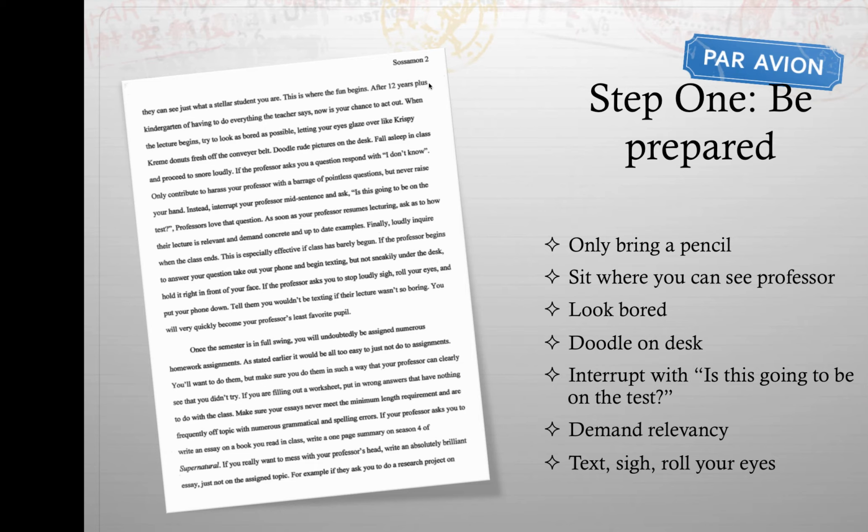Okay, so look here. After 12 years plus kindergarten of having to do everything the teacher says, now is your chance to act out. When the lecture begins, try to look as bored as possible, letting your eyes glaze over like Krispy Kreme donuts fresh off the conveyor belt. Do you see what she did right there? She's just trying to make that detail a little bit more concrete. It's kind of an awkward simile, if you ask me. Eyes glazing over and donuts. I mean, they have the word glaze in common, but they seem to be too different here. But it's kind of funny.